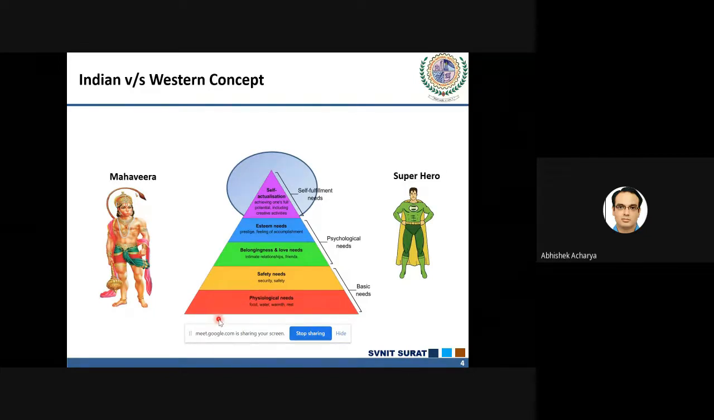Okay, and Maslow at that time, I guess, was not fully aware of Indian philosophy. So that is why he said that this concept was given for the first time by him, whereas the concept of moksha and nirvana has existed in our scriptures since the inception. So this is the basic difference between the Indian and Western concepts.